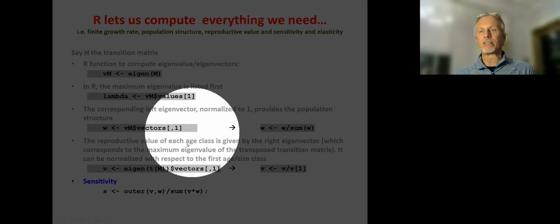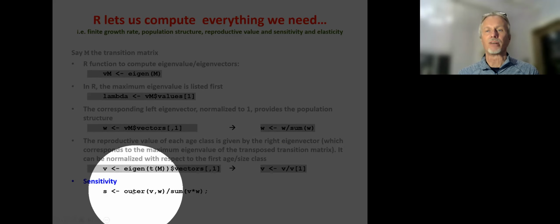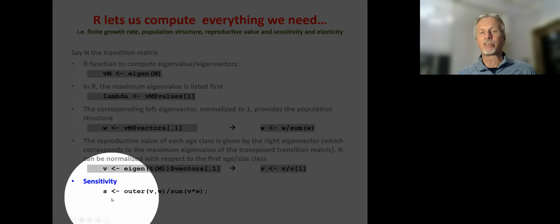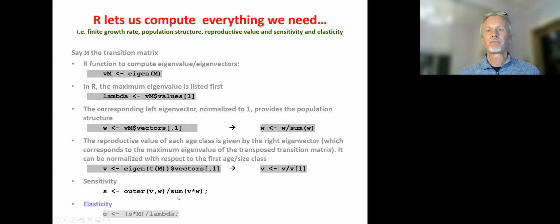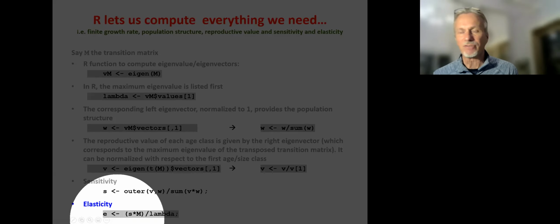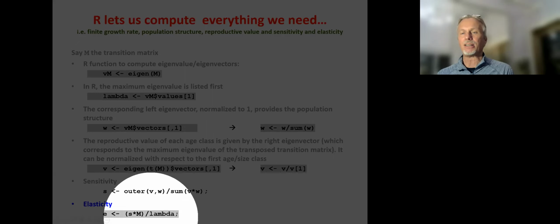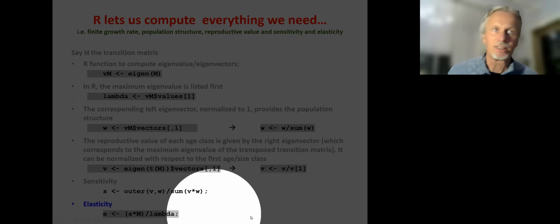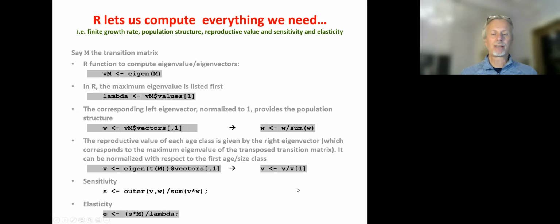And then I can compute the sensitivity with this esoteric formula. We'll see what the meaning is, but just take it, it's very simple, and this provides a matrix that represents the sensitivity. And then, as we have seen, we divide this by lambda, so we multiply the sensitivity times M divided by lambda to derive the elasticity. With this, we have concluded this first part, and we're ready to transition to the formal definition of basic demographic parameters.